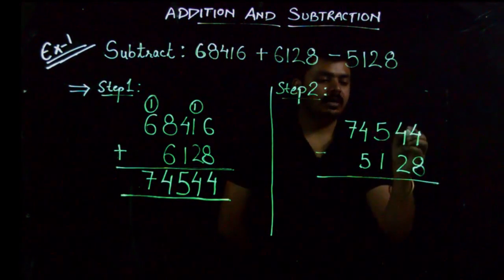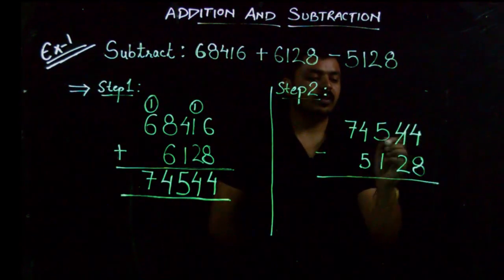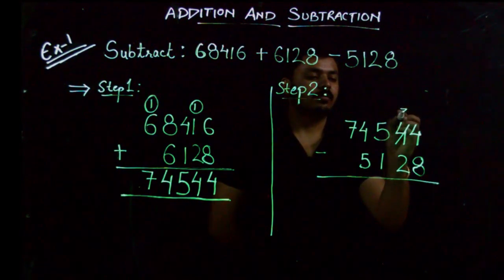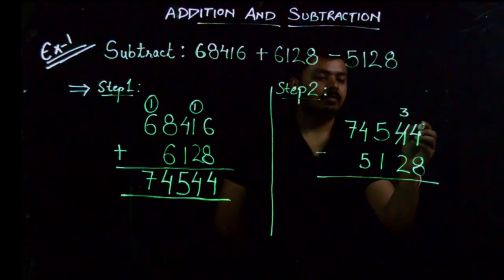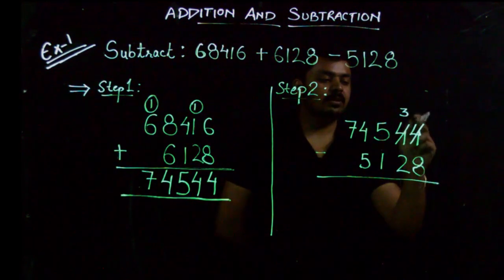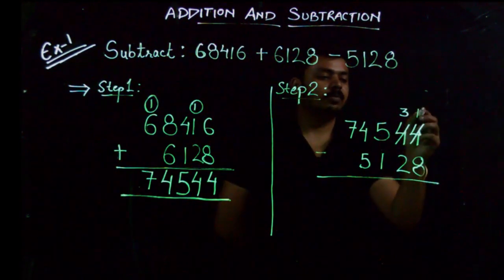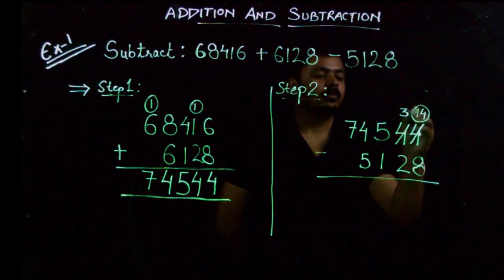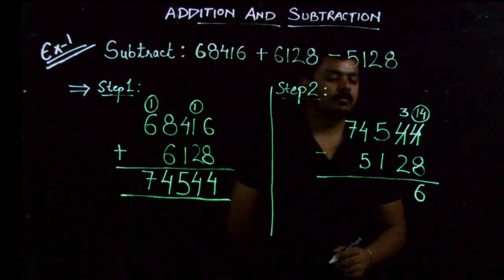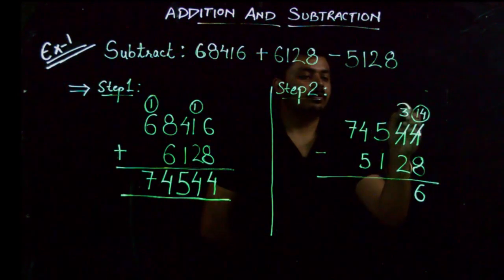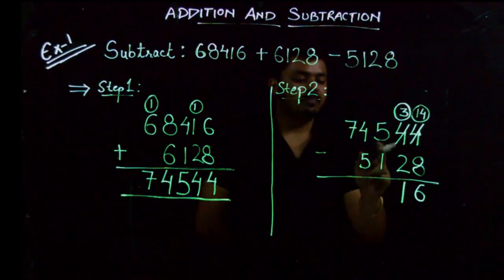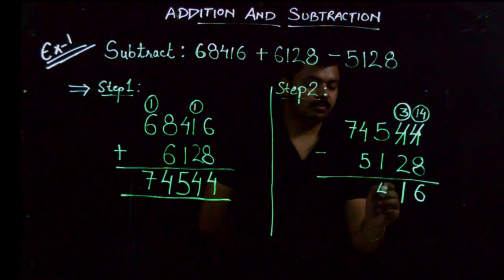So now again regrouping, we take 1 ten from 4 and here it is left 3, and when we take 1 ten it becomes 10 ones. 10 ones plus 4 ones becomes 14 ones. So 14 minus 8 is 6. Now here it is left 3. 3 minus 2 is 1. 5 minus 1 is 4.